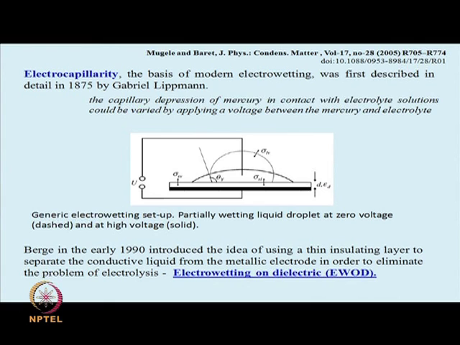Now, this is a classical setup, where in 1875 Lippmann showed that there is considerable depression of mercury when in contact with an electrolyte solution, and you can vary that depression of the mercury meniscus by applying a voltage between the mercury and the electrolyte. But as I said, it is limited to the application of a very small quantity of voltage. So, in the early 1990s, Berge introduced the idea that a thin insulating layer can be placed between the conductive liquid and the metallic electrode to eliminate the requirement of very low voltage and the possibility of electrolysis, and this has given rise to electrowetting on dielectric, or simply EWOD.